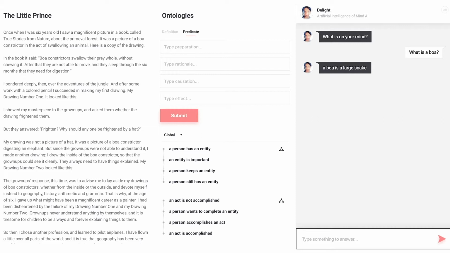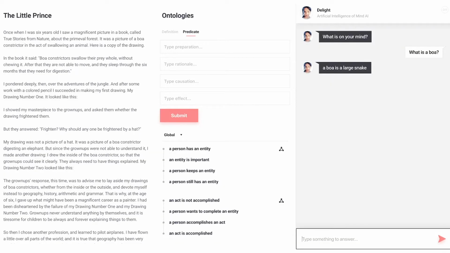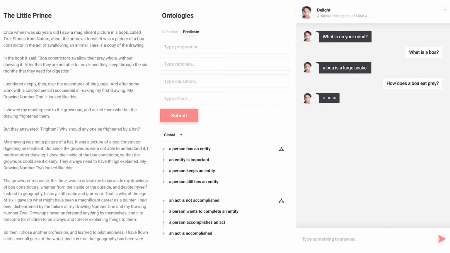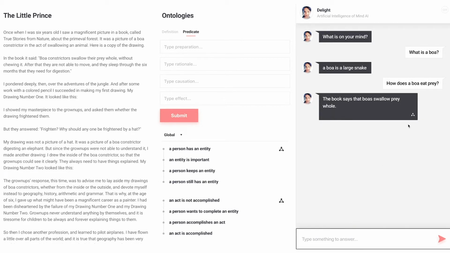Very good. So let's start reading The Little Prince with her. At the beginning of The Little Prince, you have the author as a child. She's a magnificent picture in a book. And it's about a boa eating an animal, and it's just fascinated. So let's see if Delight has some comprehension of what that actually is. Let's ask her, how does a boa eat prey? The book says that boas swallow prey whole.